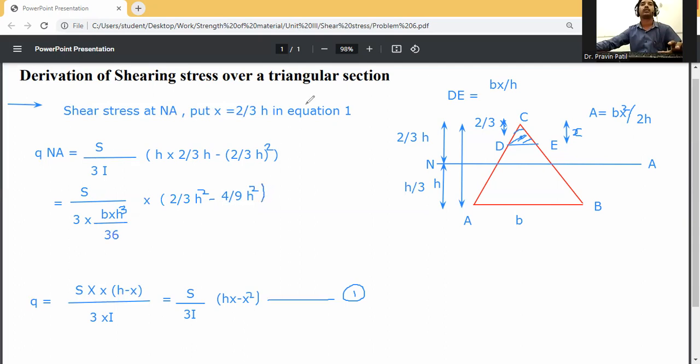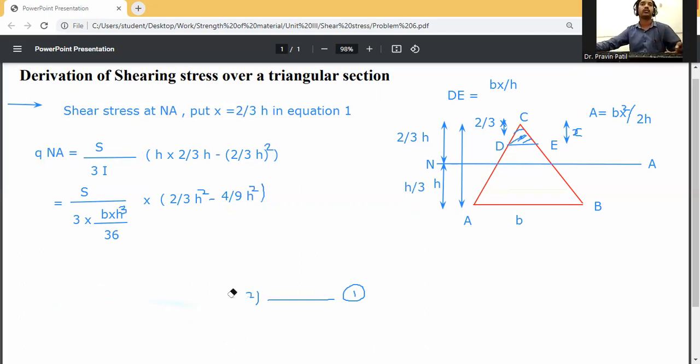So I will note down this equation number 1: q is equal to S by 3I into (hx minus x square). So this equation is required for the maximum shear stress calculation.